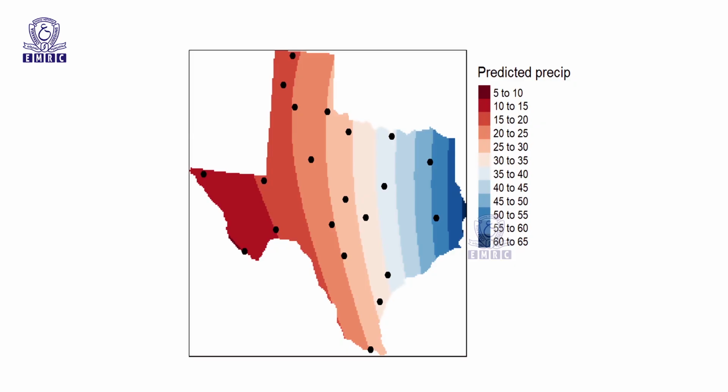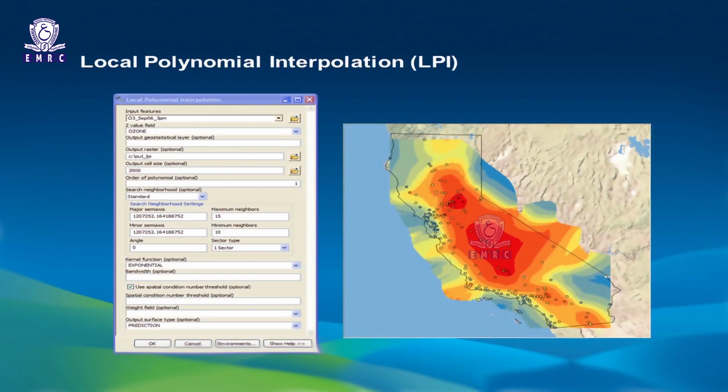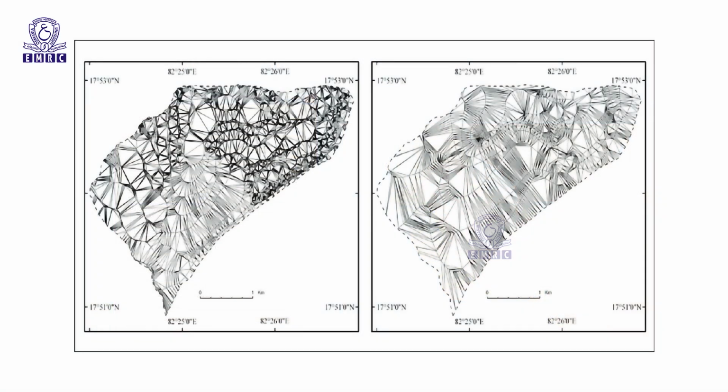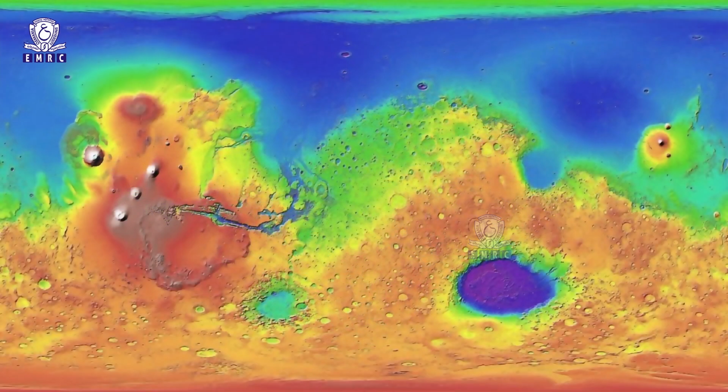Logistic trend surface analysis uses known points with binary data and produces a probability surface. Local polynomial interpolation uses a sample of known points to estimate the unknown value of a cell. Local polynomial interpolation can be used for converting a triangulated irregular network, that is TIN model, to a digital elevation model, that is DEM model, and deriving topographic measures from a digital elevation model.